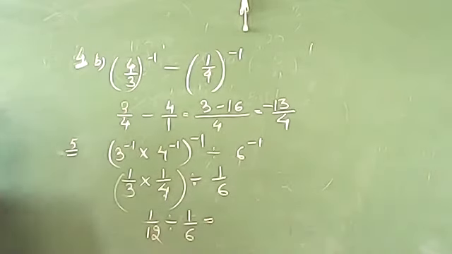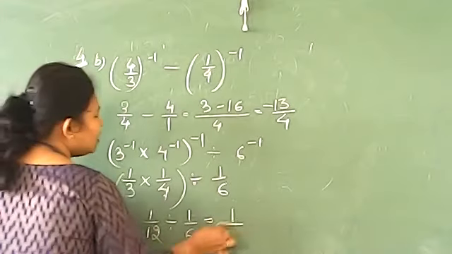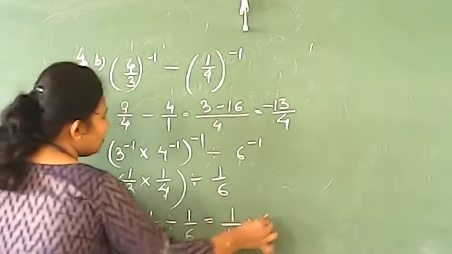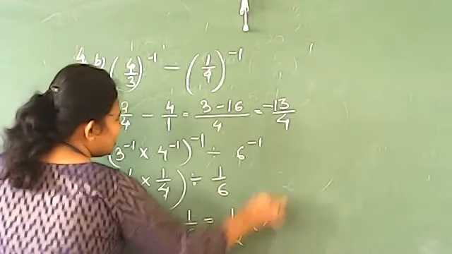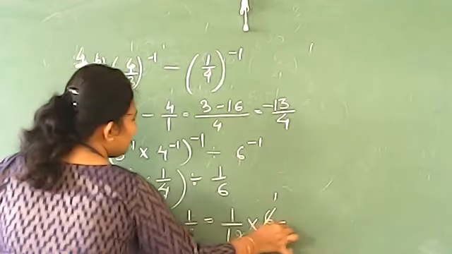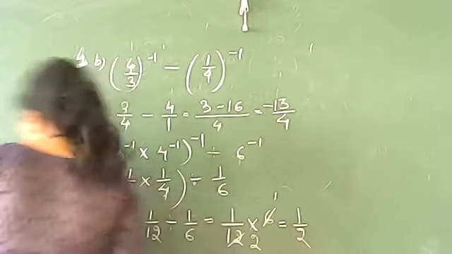Now you know a fraction will be divided by a fraction. You can simply take the reciprocal of the next number to solve it. Now 6 ones are 6 and 6 twos are 12. The answer is 1 by 2.